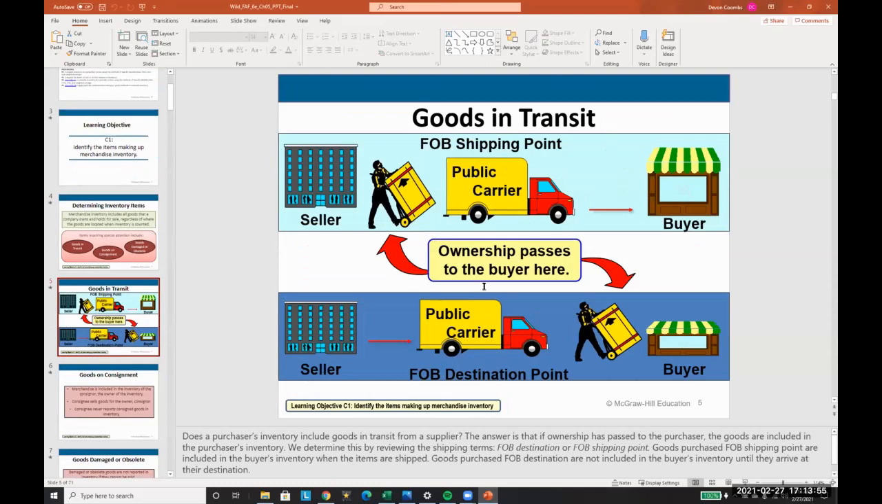So here's examples. We went over it in detail. FOB shipping point, ownership passes, or title, we call that title being transferred, legal title for shipping point once it's shipped, because it's shipping point, shipped. Or if it's destination, the title transfers to the buyer when it gets to the destination.